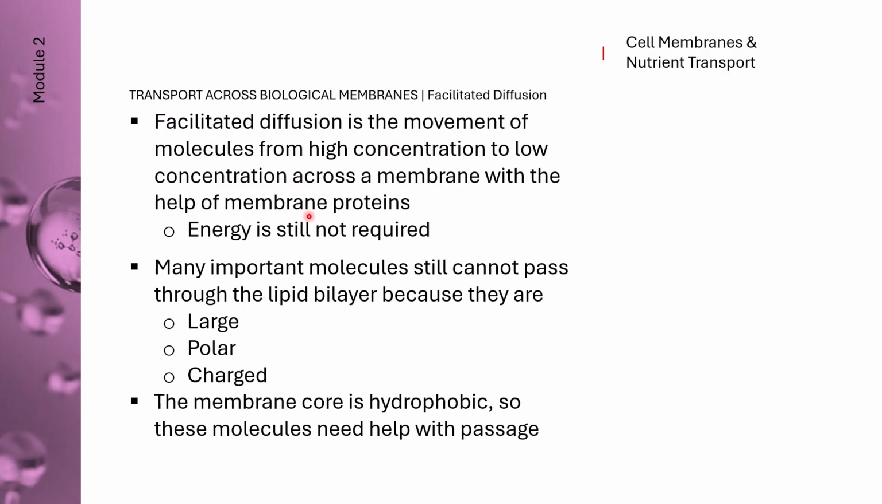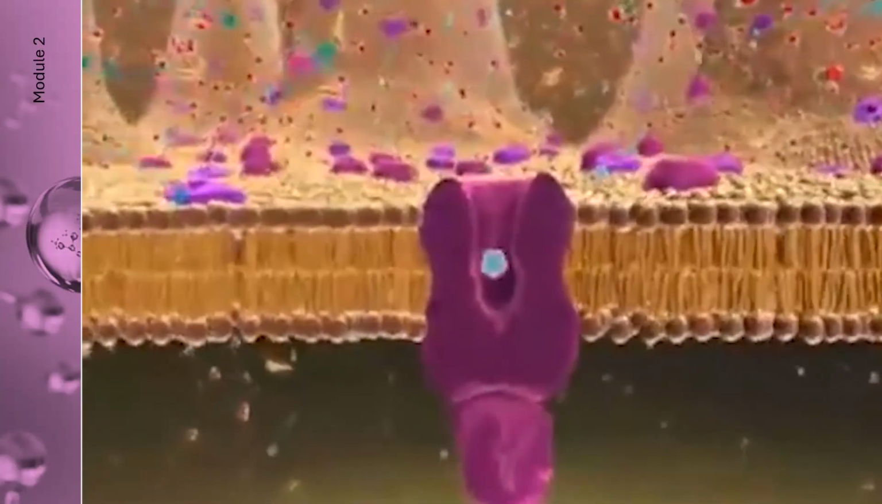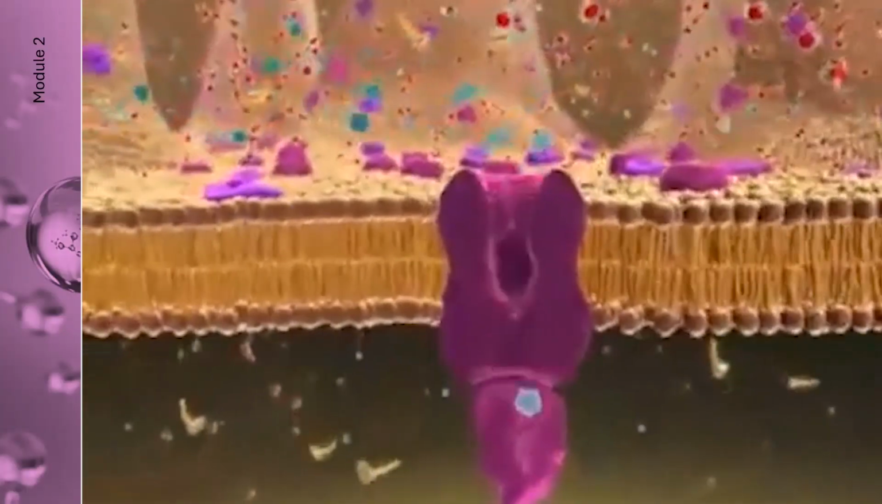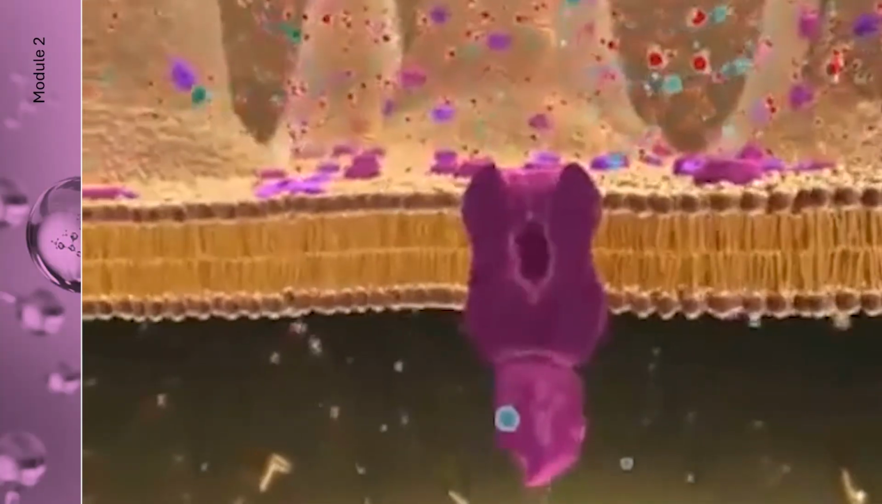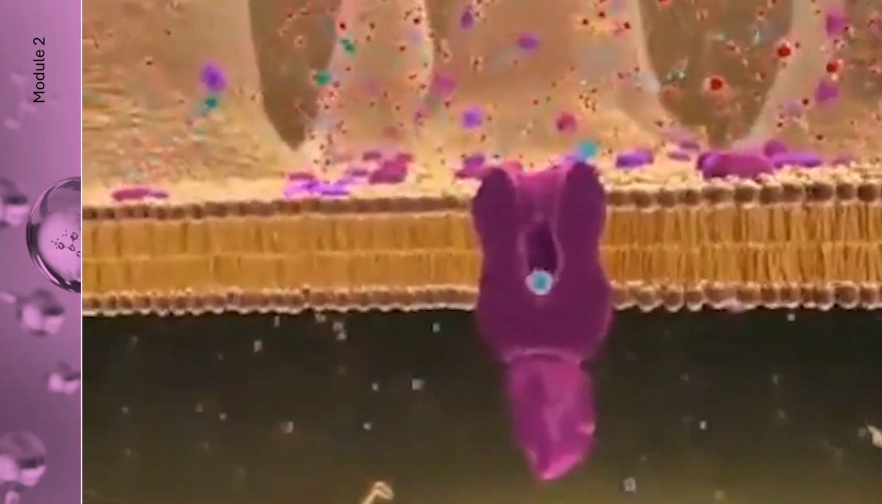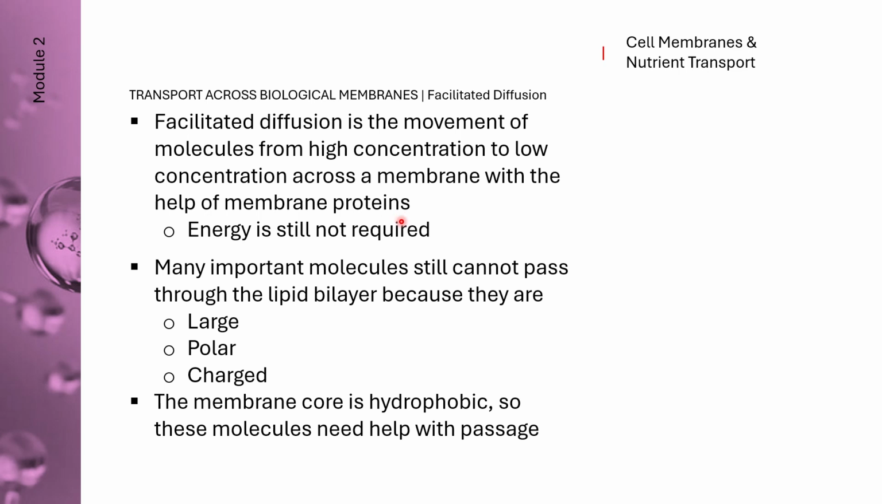Now, if we think about facilitated diffusion, it's quite different. In this case, molecules are moving from a region of higher concentration to lower concentration across the membrane, but this time with the help of membrane proteins. You look at previous videos where you see embedded in the membrane are proteins, which we already discussed. Those proteins aid in facilitating the movement of certain molecules across the membrane, but they do so in a manner that does not require energy. And what do we mean by energy?